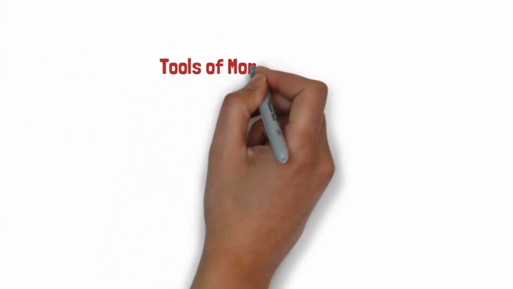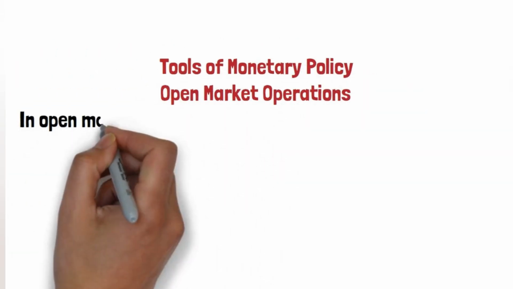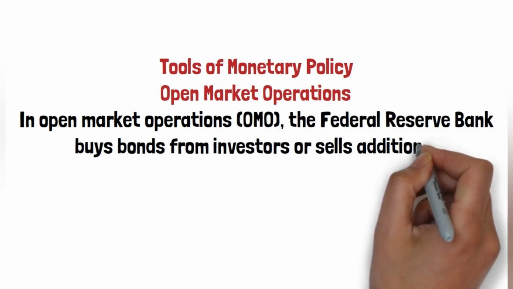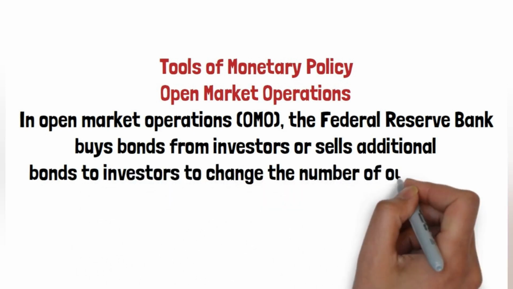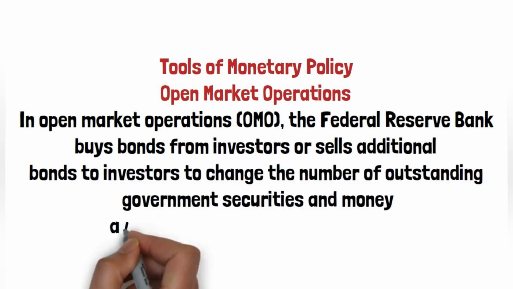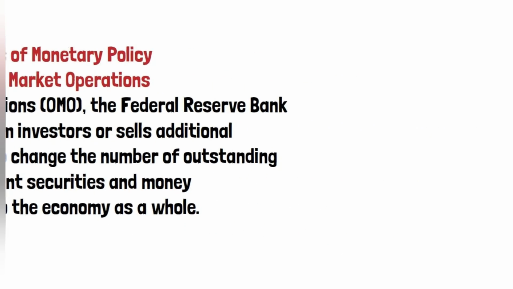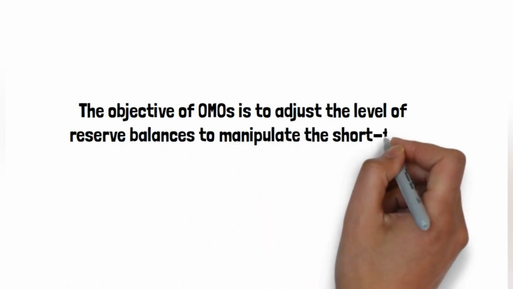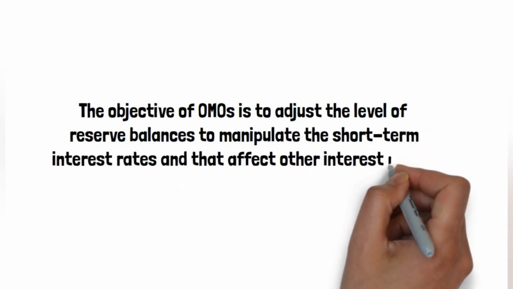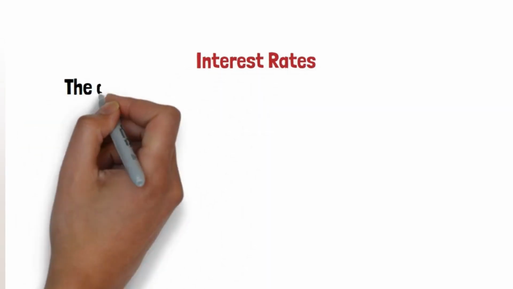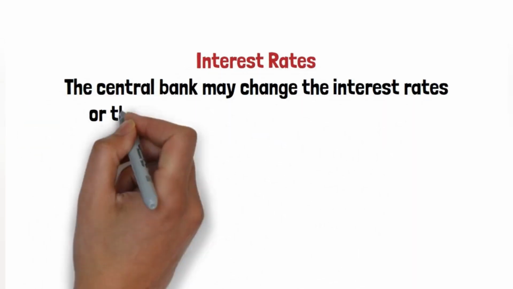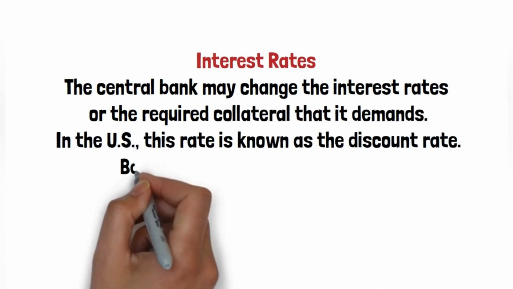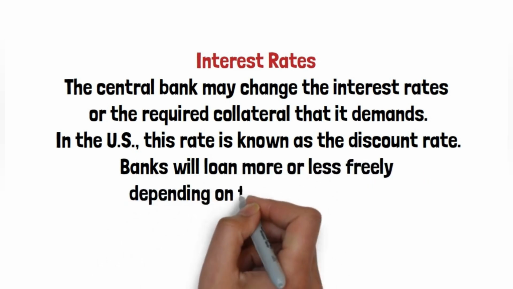Tools of monetary policy. Open market operations. In open market operations, OMO, the Federal Reserve Bank buys bonds from investors or sells additional bonds to investors to change the number of outstanding government securities and money available to the economy as a whole. The objective of OMOs is to adjust the level of reserve balances to manipulate the short-term interest rates and that affect other interest rates. Interest rates. The central bank may change the interest rates or the required collateral that it demands. In the U.S., this rate is known as the discount rate. Banks will loan more or less freely depending on this interest rate.